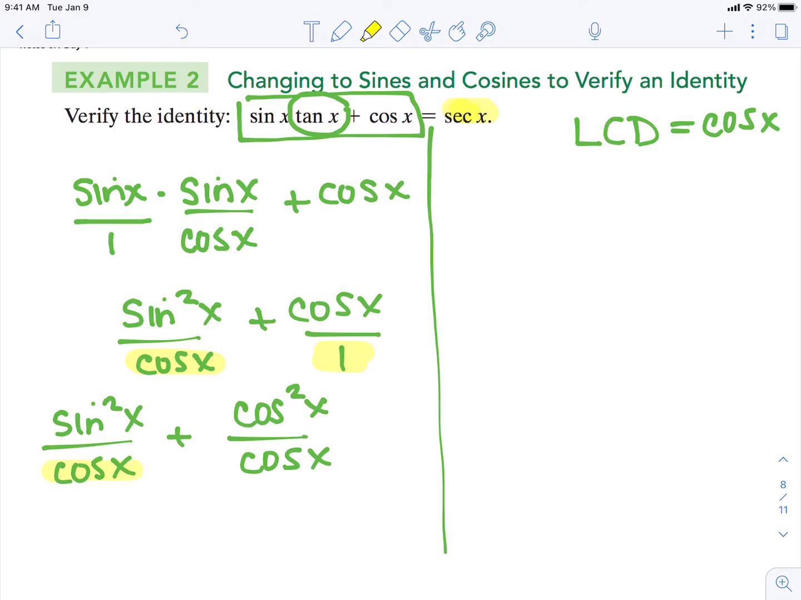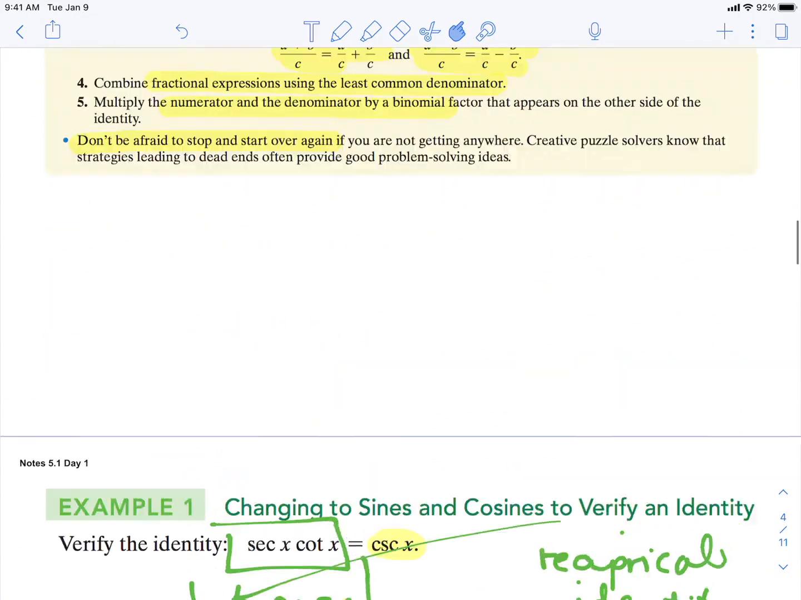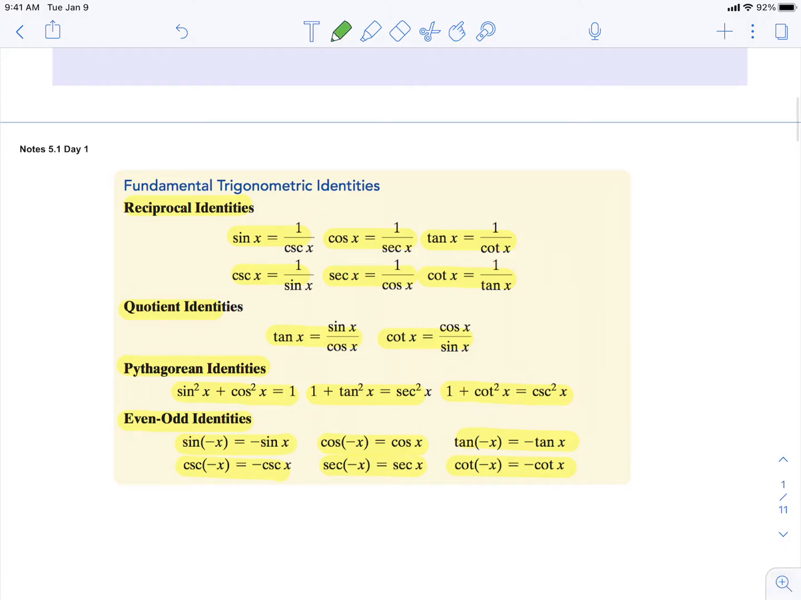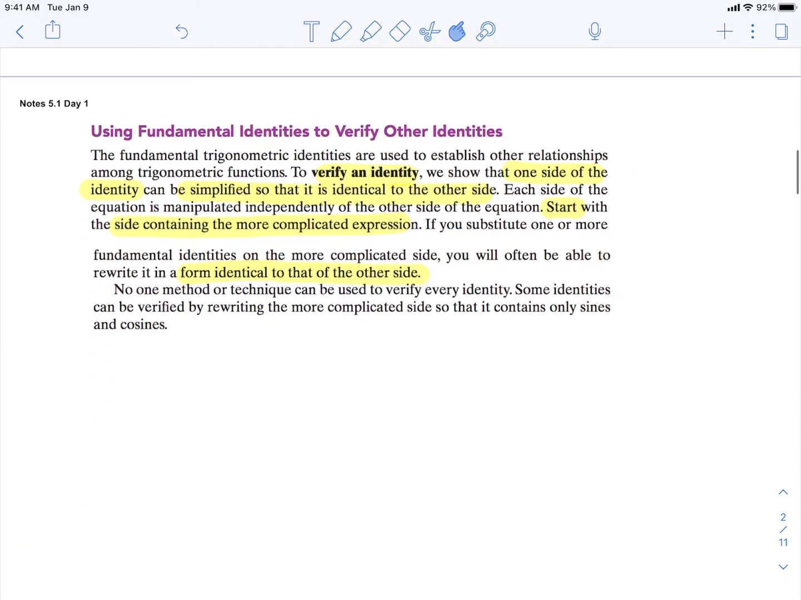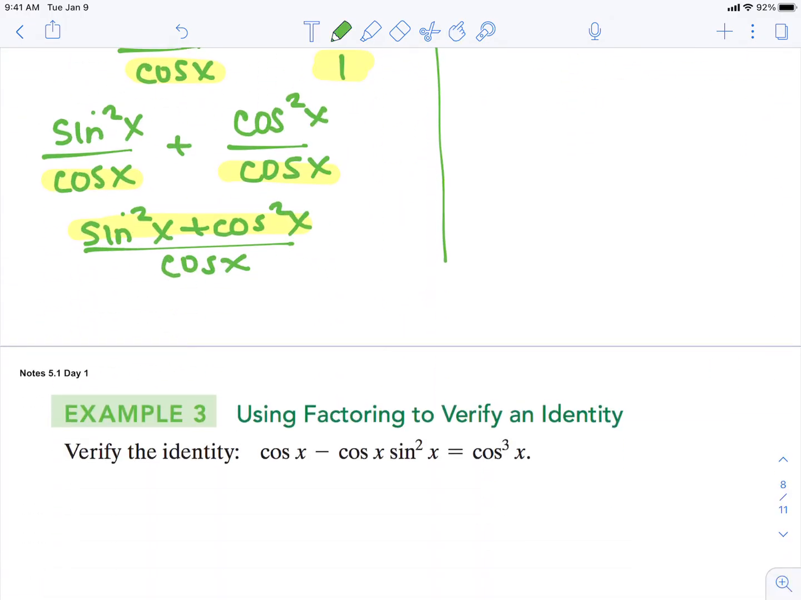Now the two denominators are the same, so we can combine them together. And how we do that is we add them. All right, next, we have an identity in the numerator. This identity, if I scroll back up, is right here. It's a Pythagorean identity. Sine squared of x plus cosine squared of x equals 1. So I can replace that numerator with 1.